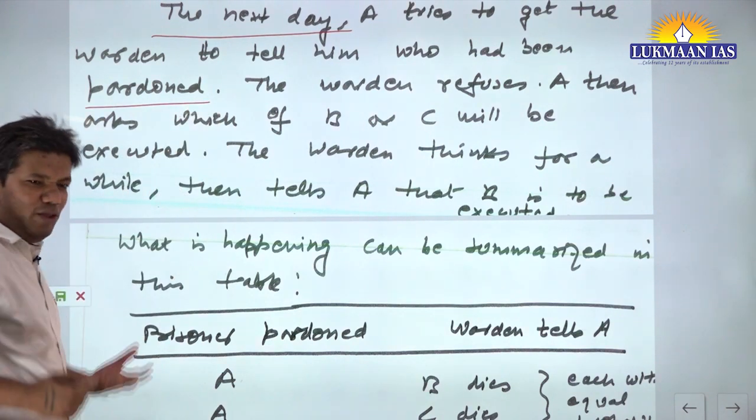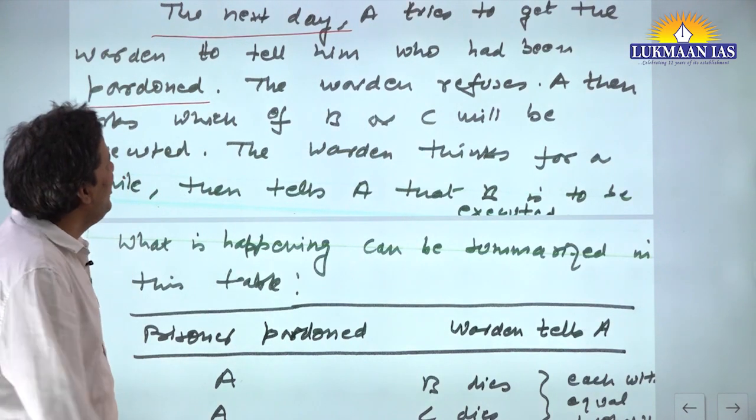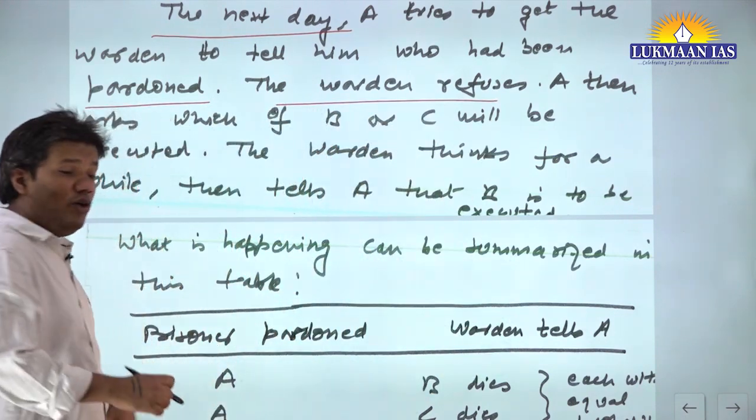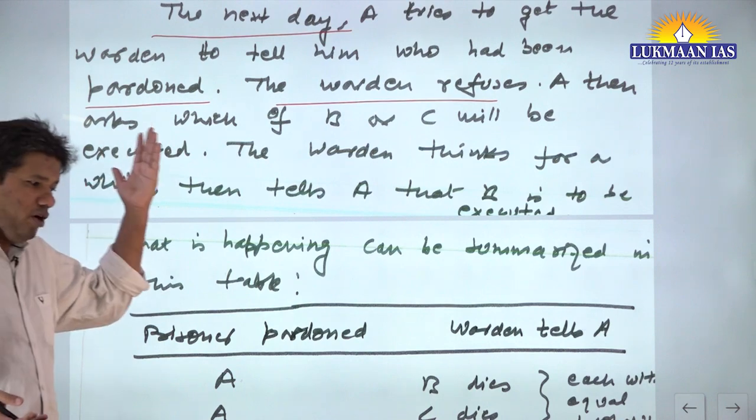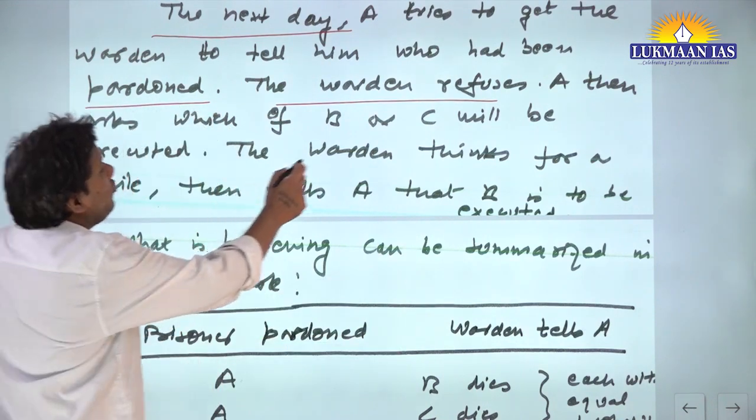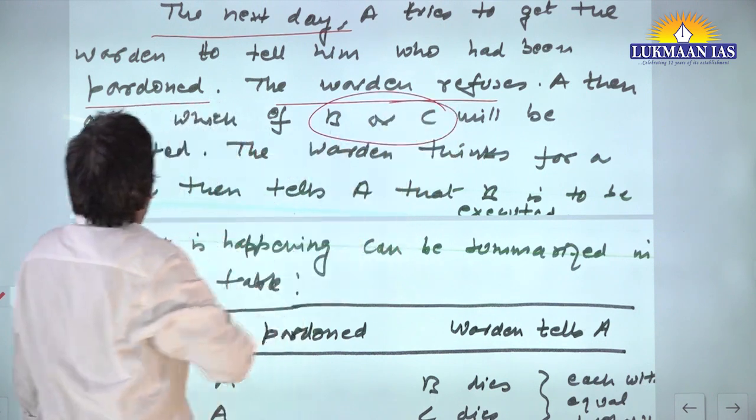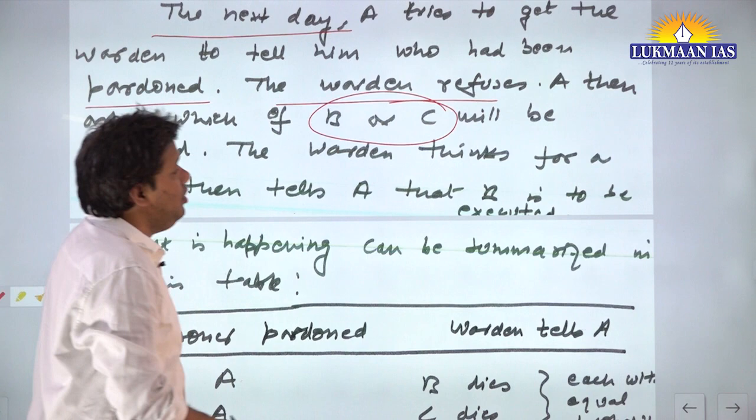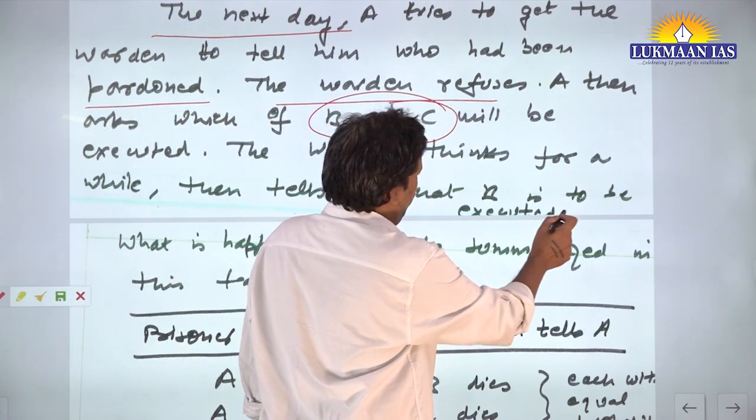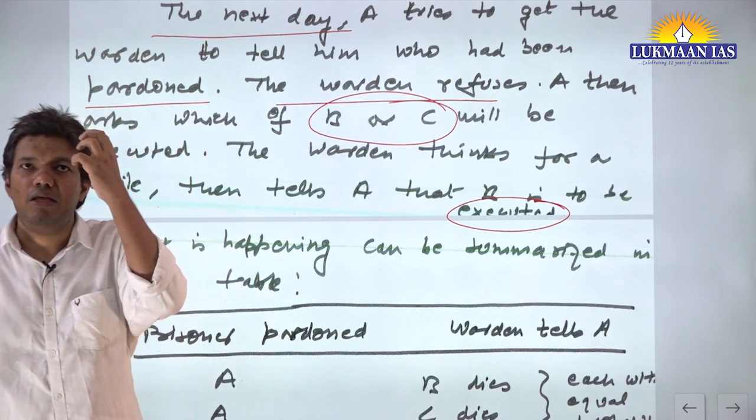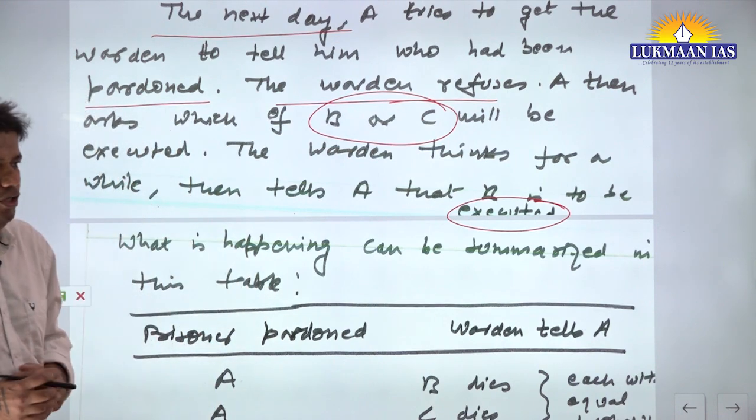कौन किसको pardon किया? Because he's in hysteria. The warden refuses. Now A is asking, warden will not tell because the governor told him not to share anything. But then A asks which of the B or C will be executed. The warden thinks for a while, then tells A that B is to be executed. Okay. Now here comes the question, you have to think on this.